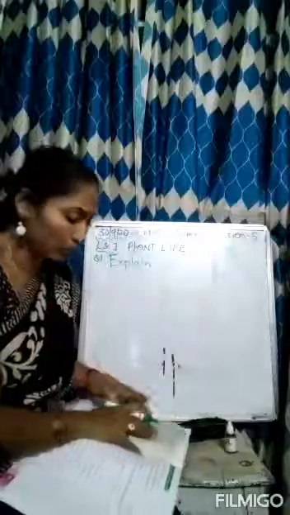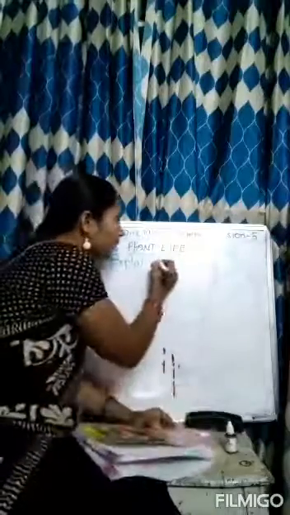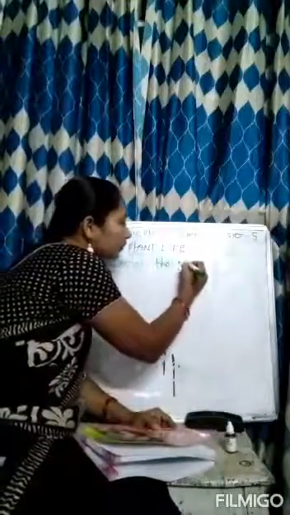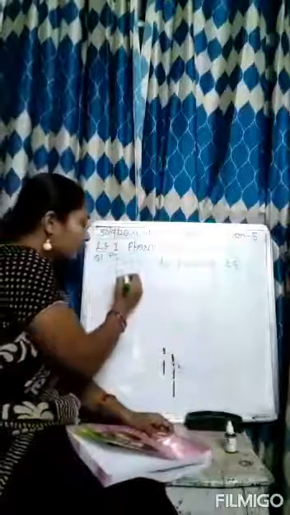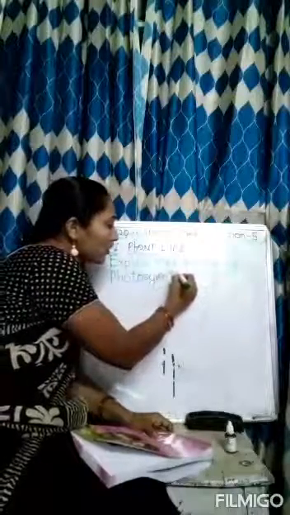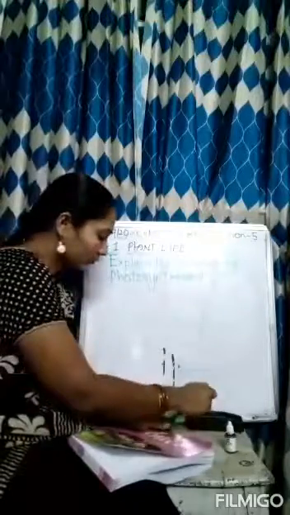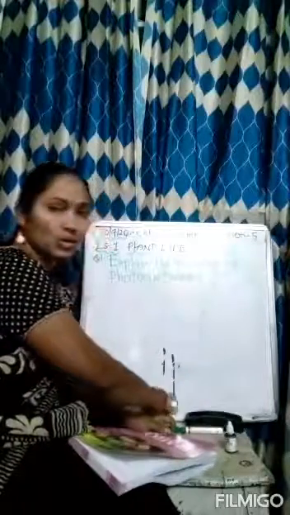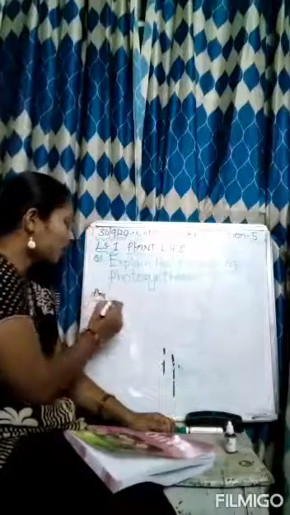This is CW for you. Explain the process of photosynthesis. It is there in the textbook, no, your question? You can check it out and write. Explain the process of photosynthesis. Answer.